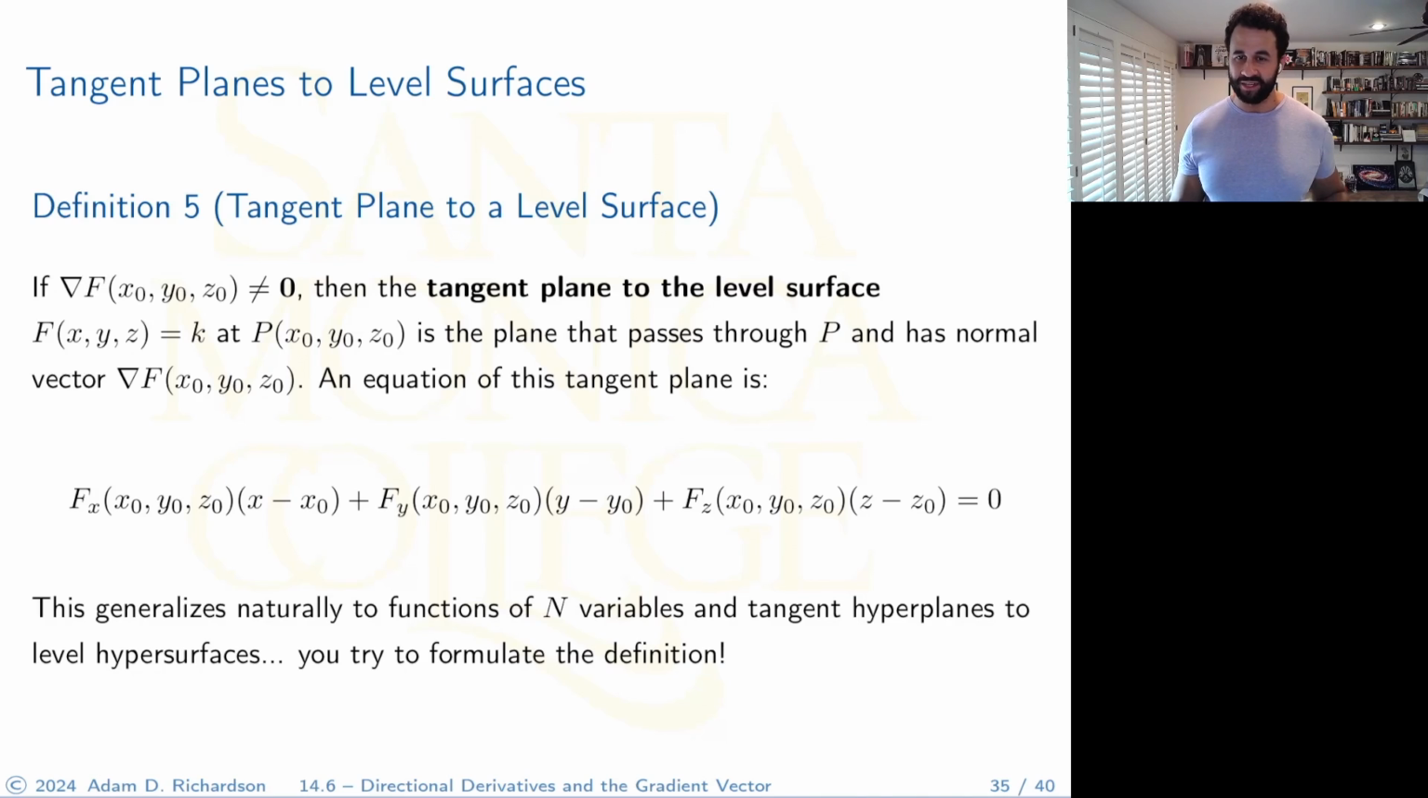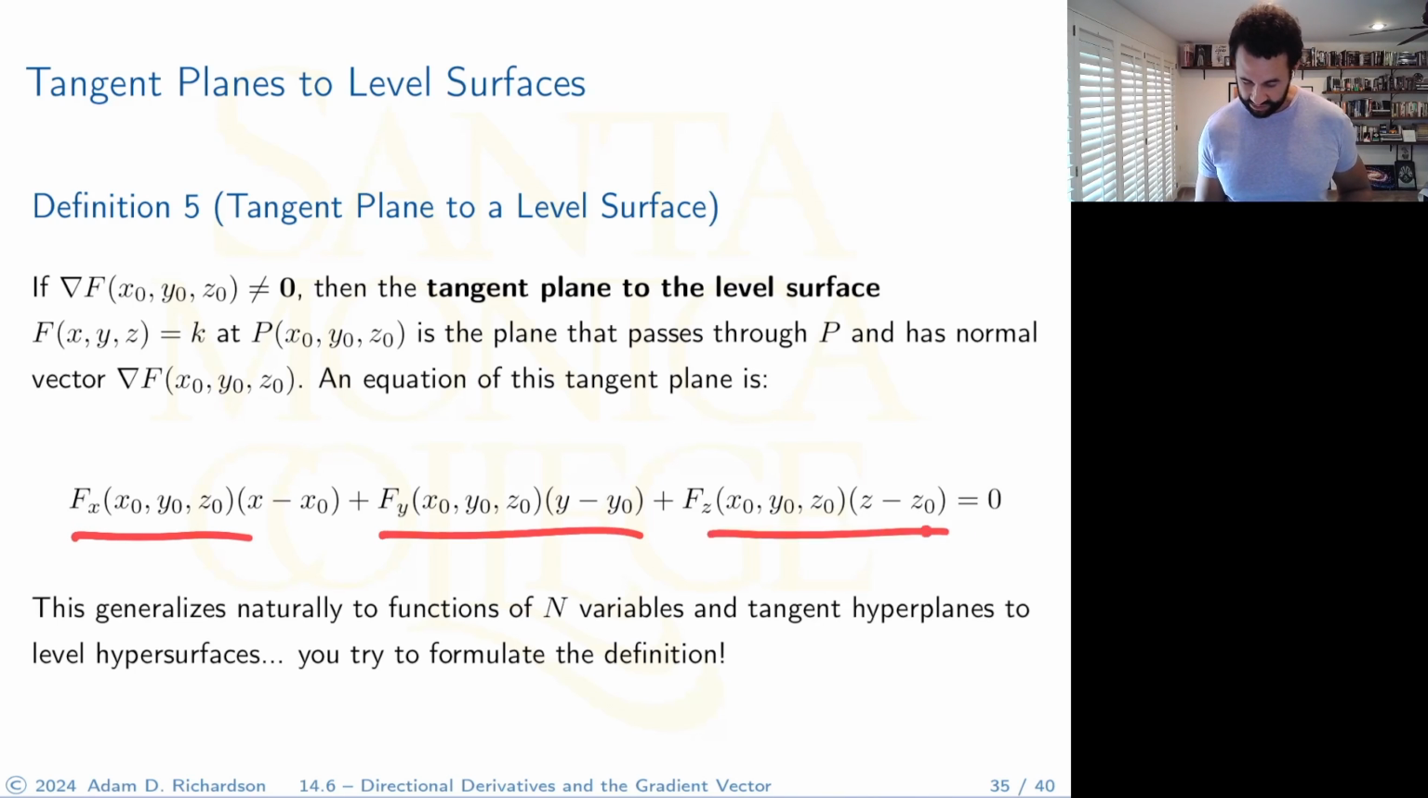Okay, now back to tangent planes. So the good news is because we have this gradient vector, it makes it really, really easy to find tangent planes to level surfaces. As long as our gradient is not zero, then the tangent plane to a level surface given by this formula or something equivalent at a point P is the plane that passes through P and has the normal vector gradient of F. That's it. What is the equation of this plane?